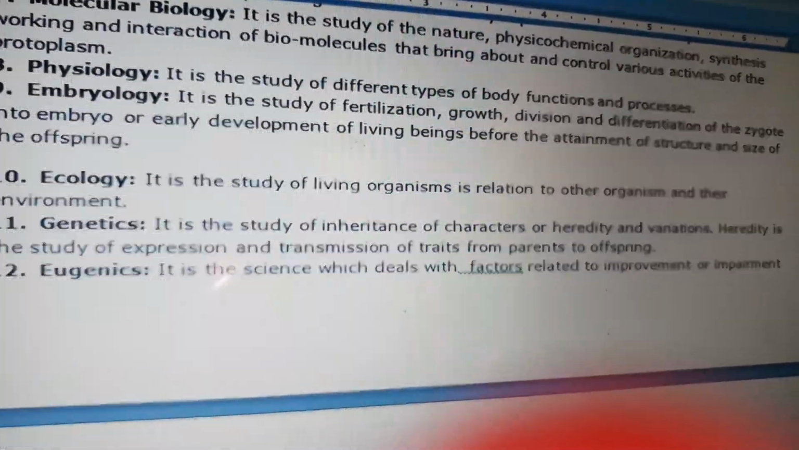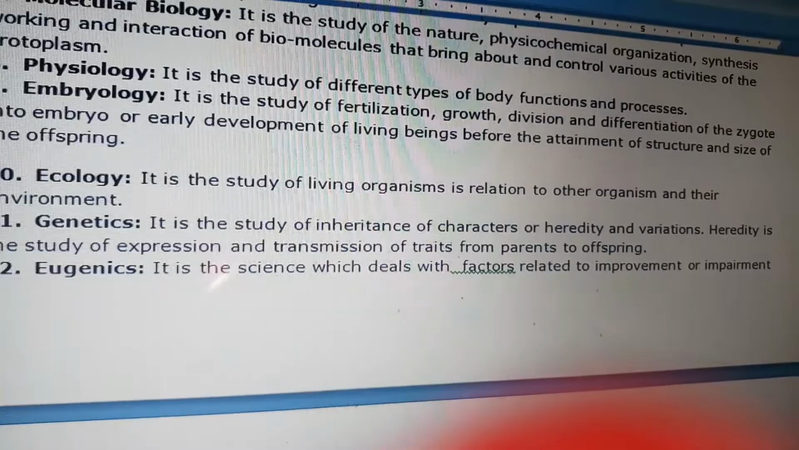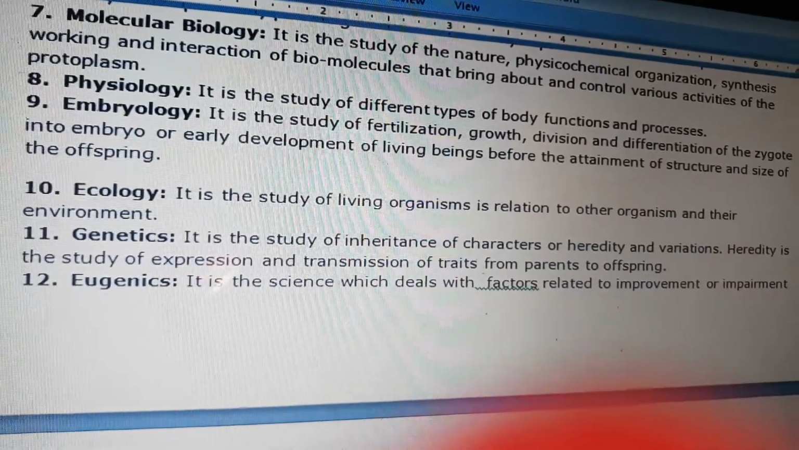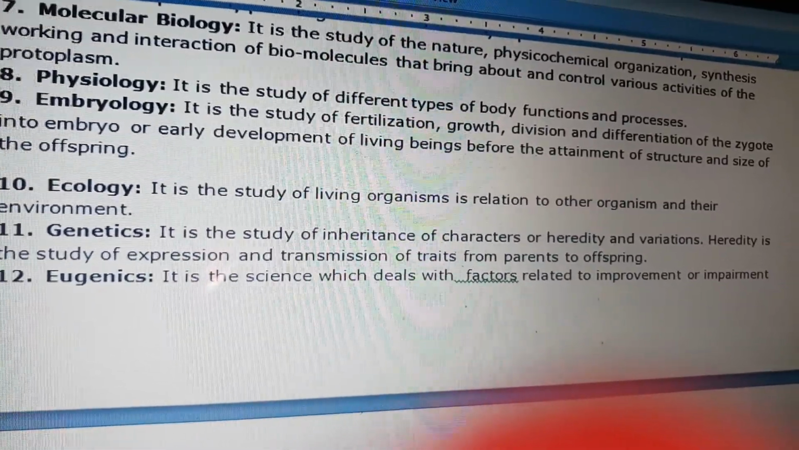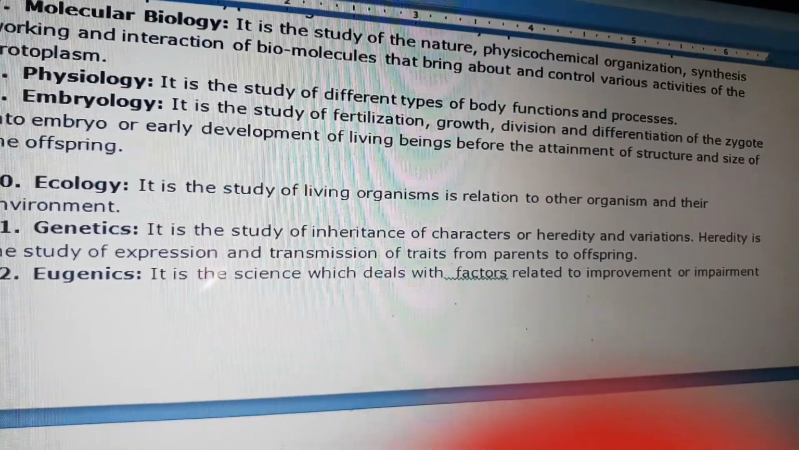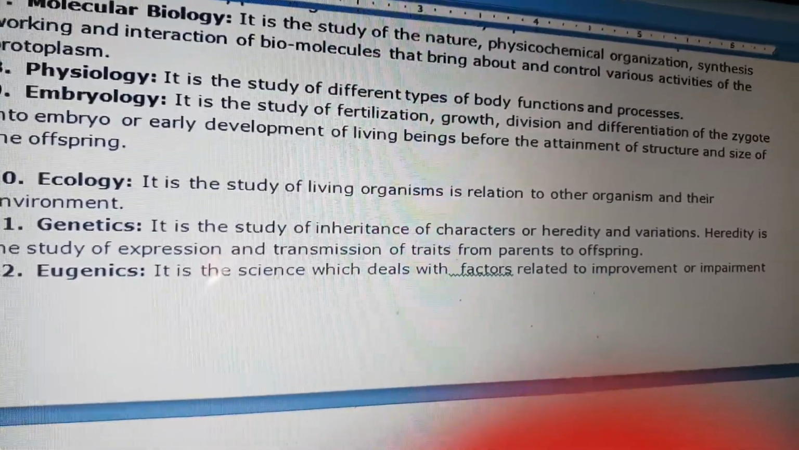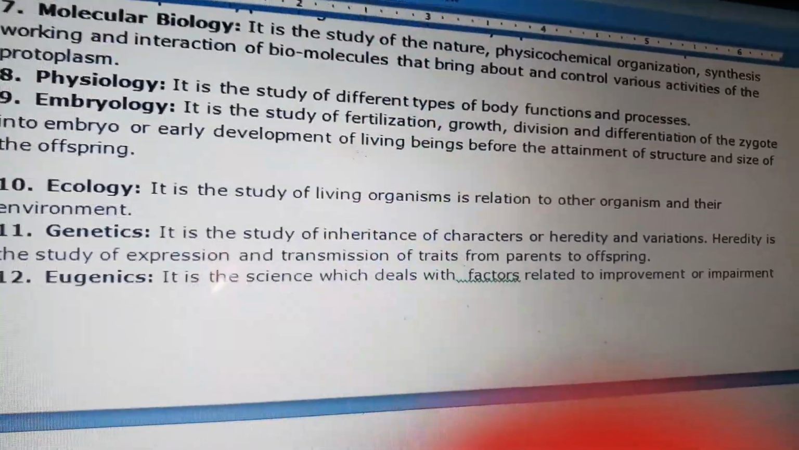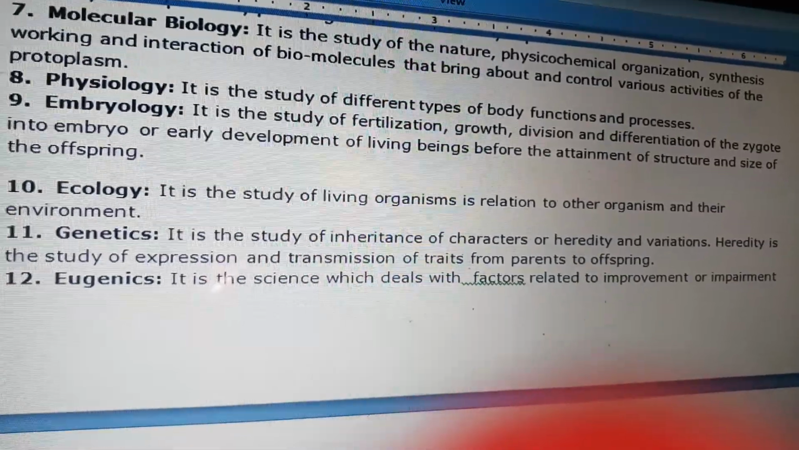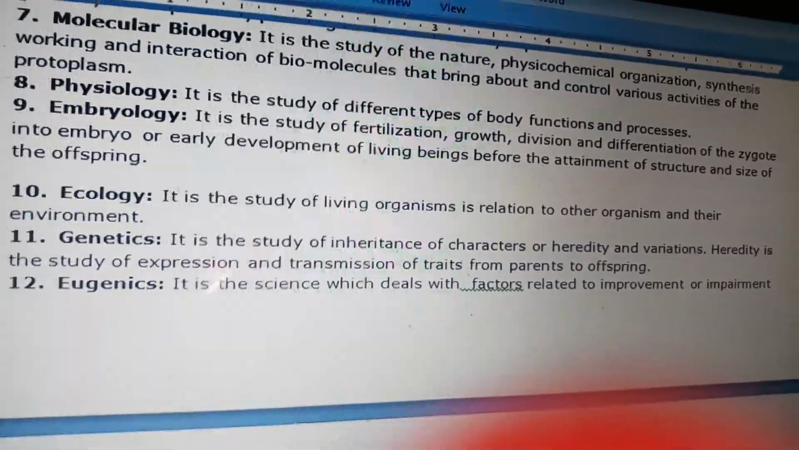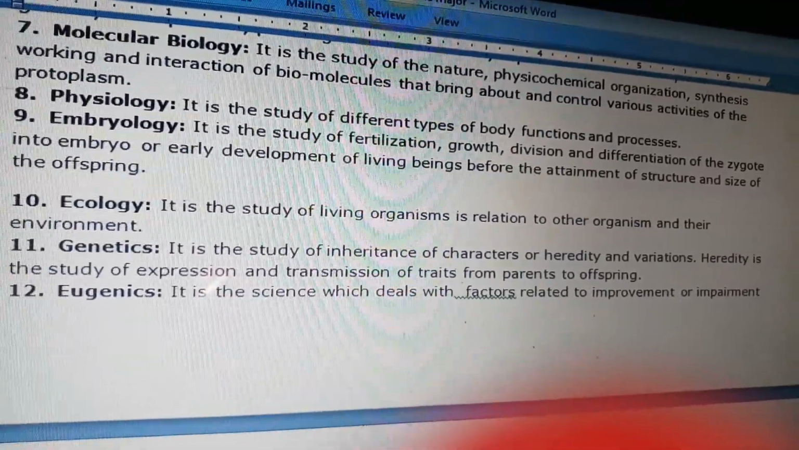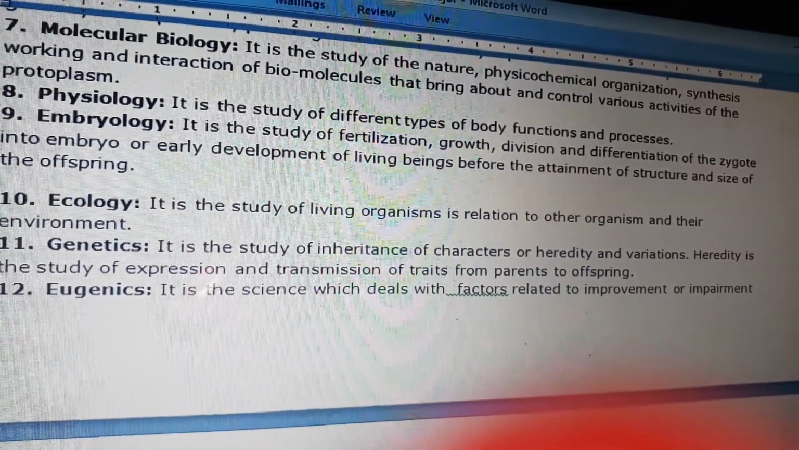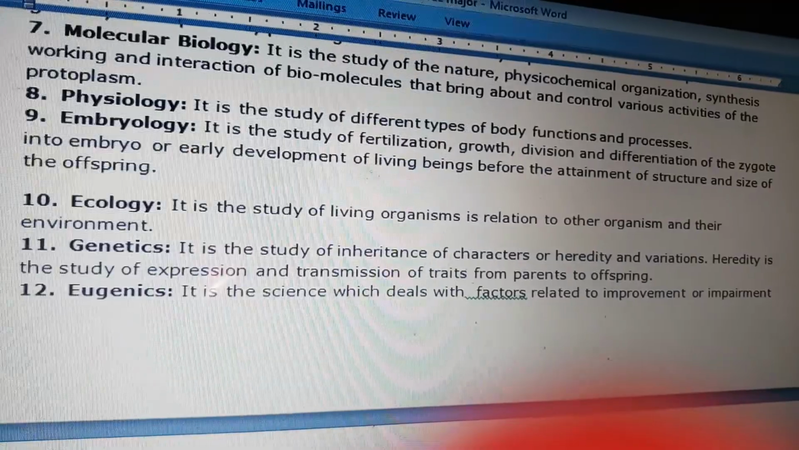Now next one is embryology. It is the study of fertilization, growth, division, differentiation of the zygote into embryo, or early development of living beings before the attainment of the structure and size of the offspring. Here someone may ask, what is this zygote? In development, when male and female gametes, that is sperm and ova, meet and fertilize, then the zygote is formed, which is always diploid, that is 2n.